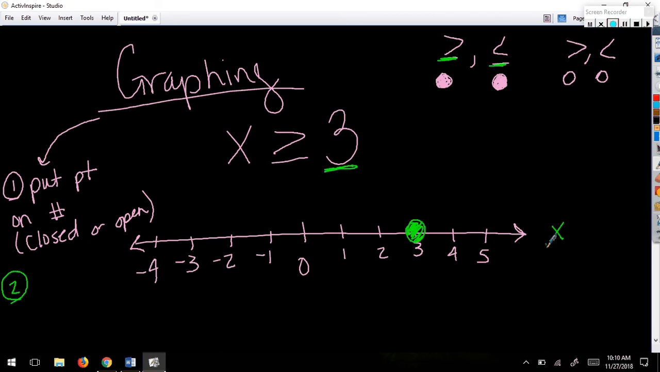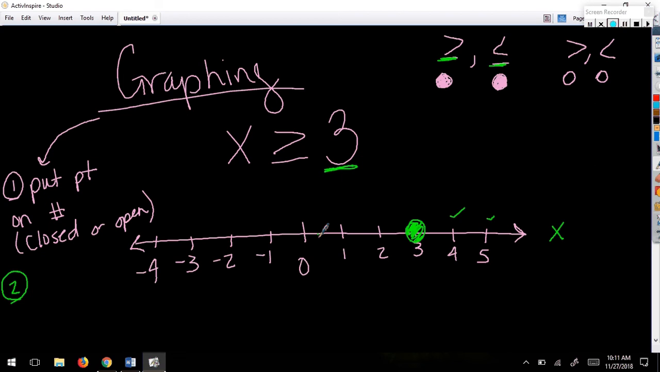Think about this for just a minute. Greater than means bigger than, right? Greater than is more. So what's a number that's more than 3? 5, 4, 3.5. Is there anything to this side that's bigger than 3? No.